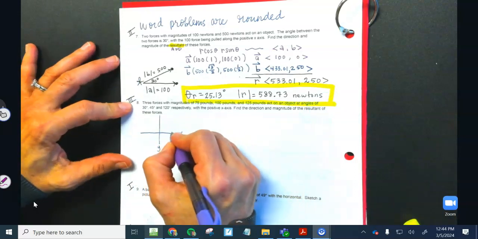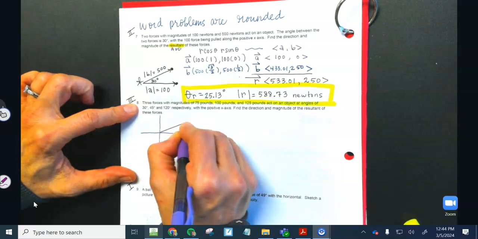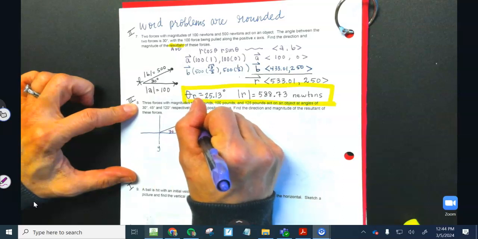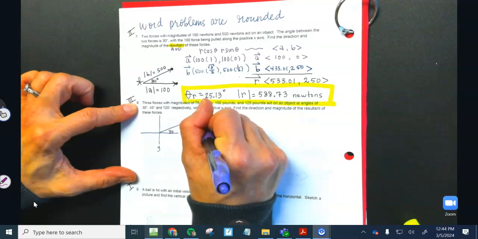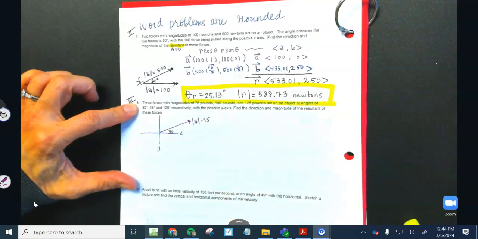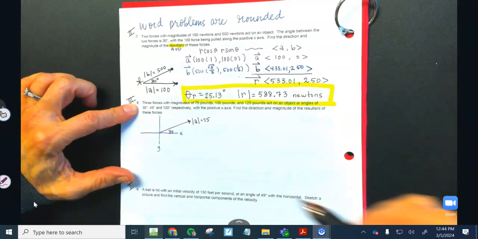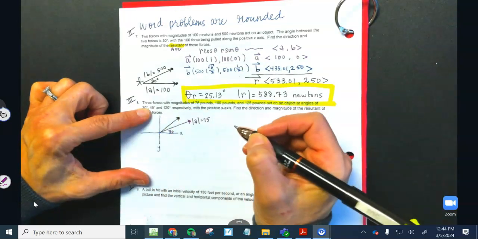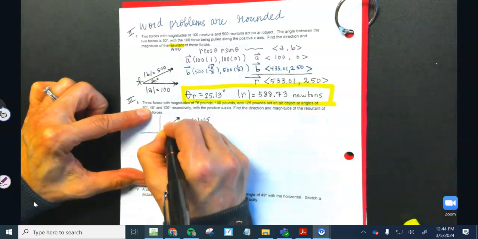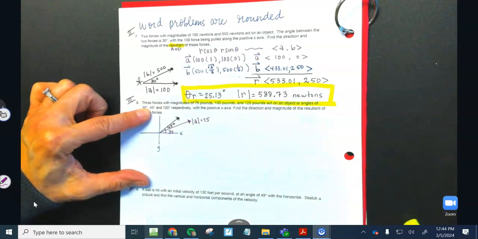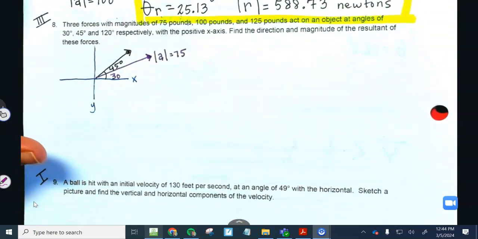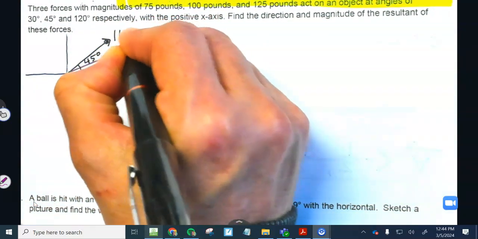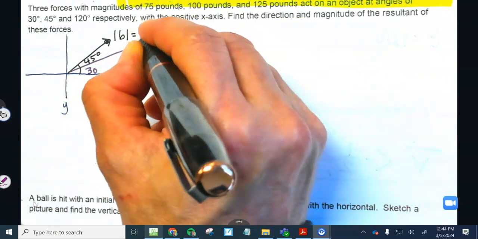All right, so you got a 30-degree angle. I'm going to call this vector A, and vector A had that small magnitude of 75. Okay, and then you have a 45-degree angle, okay. And then remember, let's just make this B. We'll just go in alpha order. So vector B is going to have a magnitude of 100.